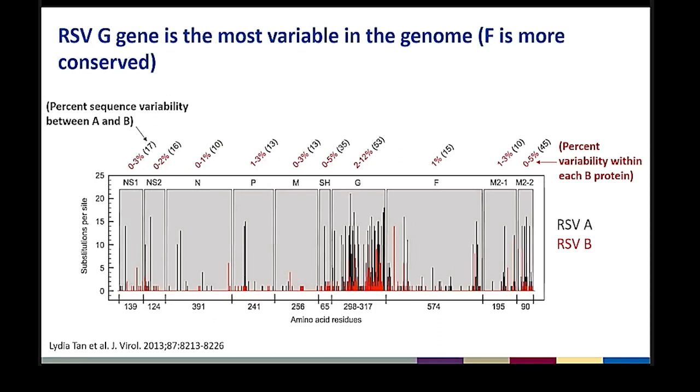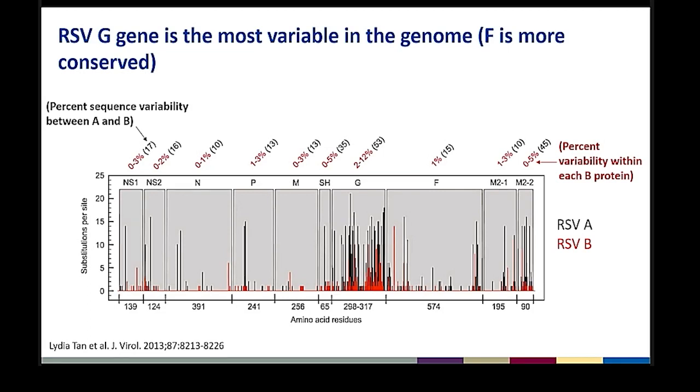So RSV G establishes the A and the B viruses, and that's because it's the most variable in the genome, and F is more conserved. And this is just a map. This is a figure from a paper in the Journal of Virology of a map of the variability in the first half of the genome. This map lacks the second half of the genome, which encodes really just one protein, the L polymerase, which is fairly conserved and not a target for neutralizing antibodies. So across the top, the gene products are listed: NS2 and NS1, NS2N. And then the percent variability within an entire gene between A and B viruses is shown in parentheses. The percent variability across the entire gene within B viruses is listed at the top in red. And then the substitution per site of each amino acid is shown in the graph, with RSV A viruses in black and RSV B viruses in red.